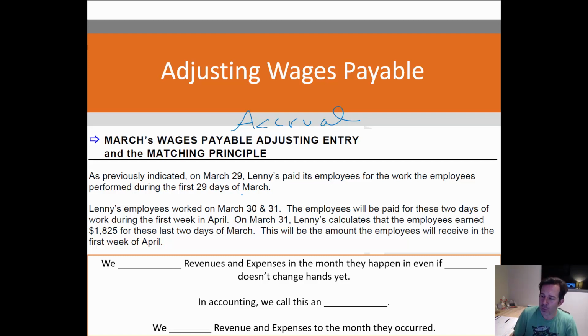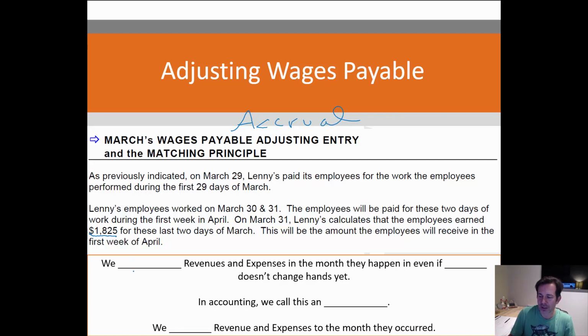So, we worked 3/30, 3/31. The employees are going to be paid in April for the 2 days in March. So we need to record that expense of them working those 2 days in March. We need to record it in March. And it says we calculate that they earned $18.25 for the final 2 days. They're going to be paid in April.